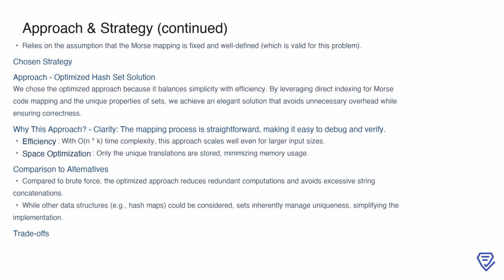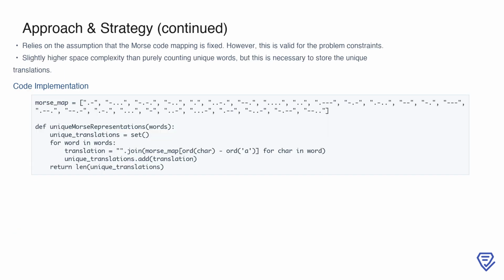While there are alternative data structures, such as hash maps, sets are particularly suitable here because they inherently manage uniqueness, simplifying the implementation further. Overall, this approach offers a clear and optimal solution to the problem. The solution's efficiency and correctness rest on the assumption that the Morse code mapping is fixed, which is guaranteed by the problem constraints. While the space complexity is slightly higher due to the need to store unique translations, this trade-off is acceptable given the gains in simplicity and performance.